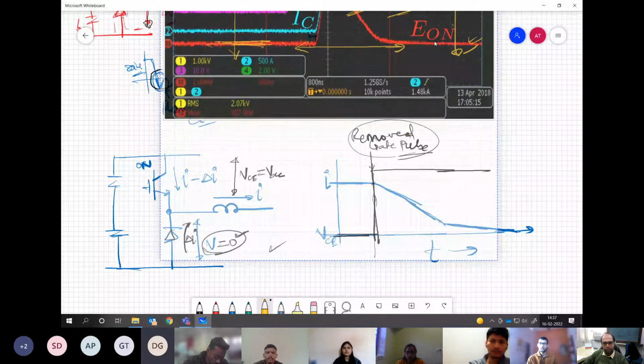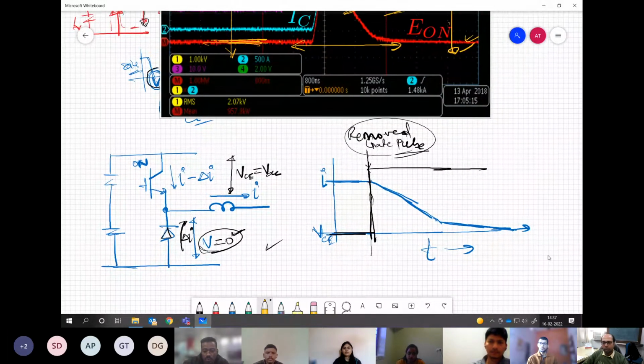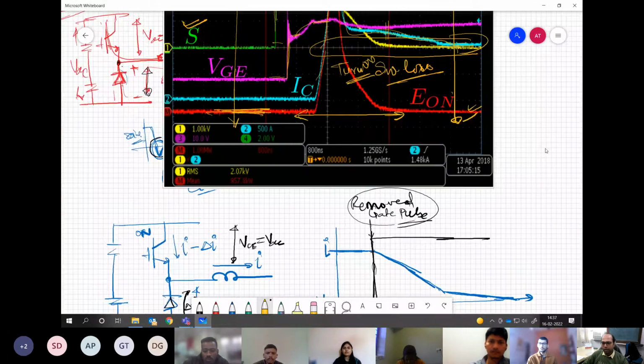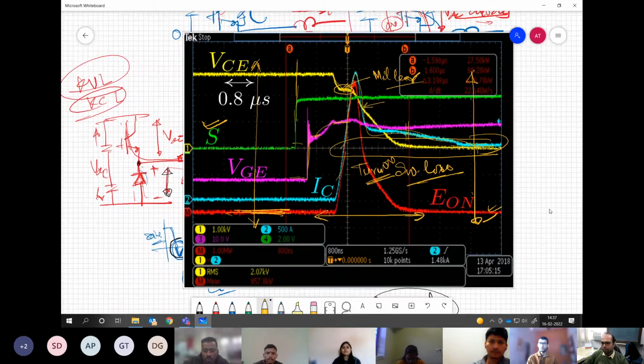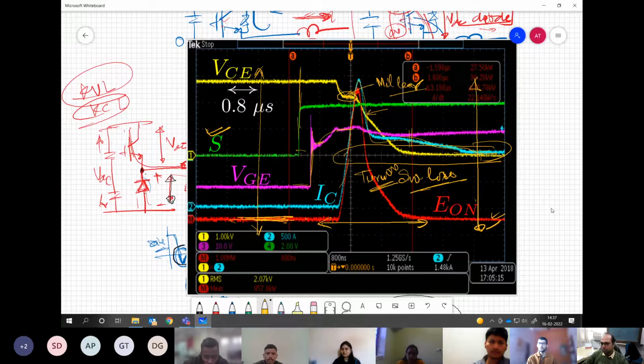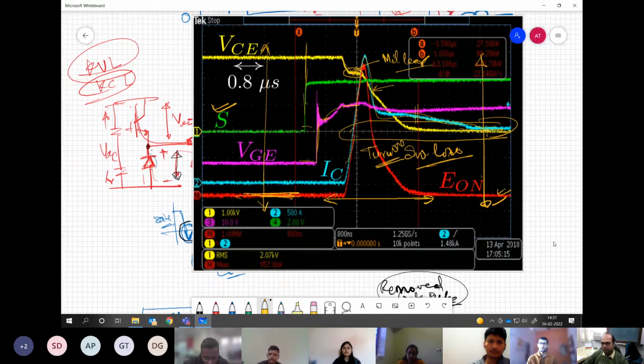Are there any questions? Yes, someone is asking something. What is the cause of this Miller plateau? There is no cause. It is the nature of the device. You need to understand the device physics a little bit more to understand why Miller plateau is coming, but this is generally the characteristic of all the devices, be it MOSFET or IGBT or anything. We observe this phenomenon.